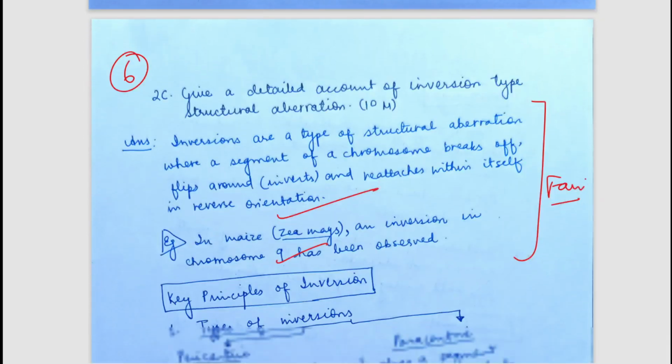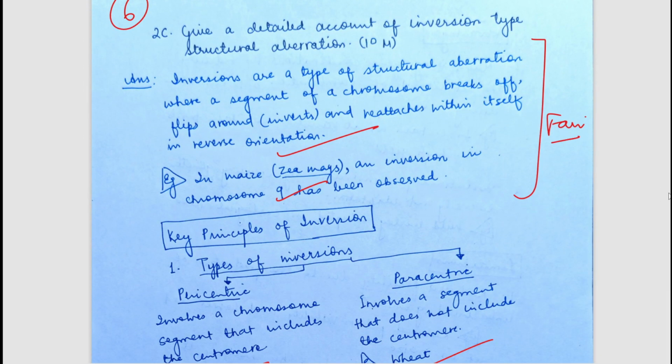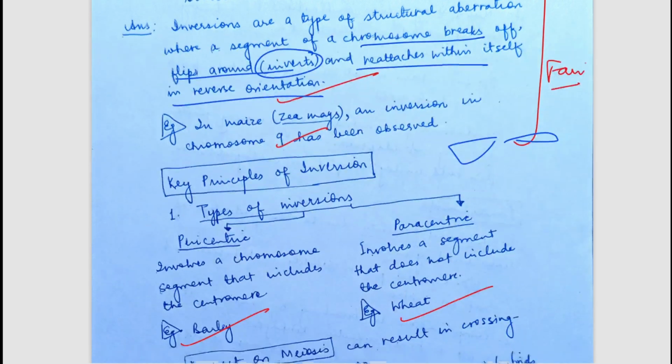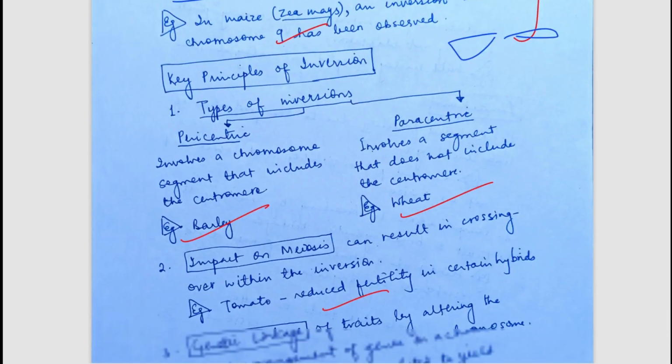The next question is, give a detailed account of inversion type structural aberration. So inversions are a type of structural aberration where a segment of a chromosome breaks off, flips around, that is inverts, and reattaches with itself in reverse orientation. So what happens? It breaks off and reorients in reverse orientation, that is, it reverses after breaking off. That is what the name suggests. Now, what are its key principles?